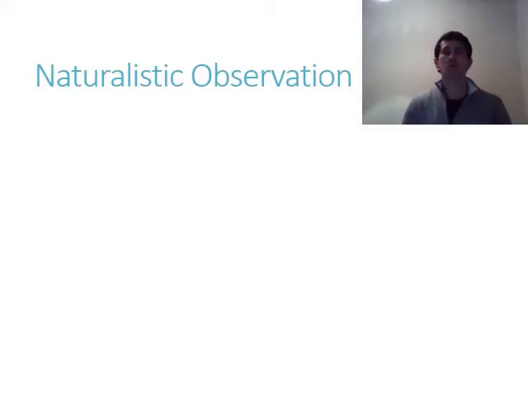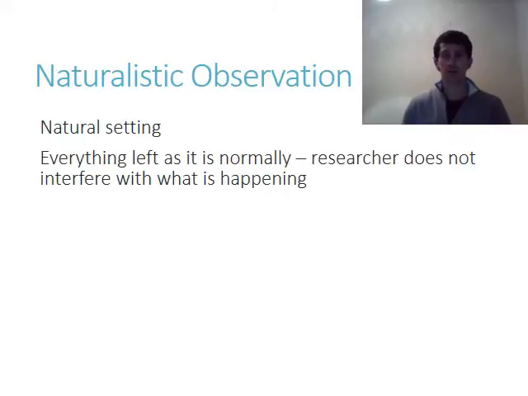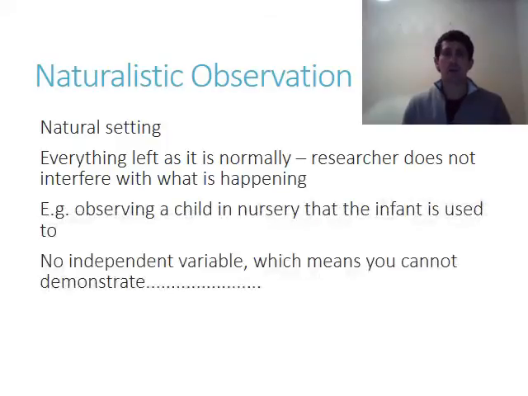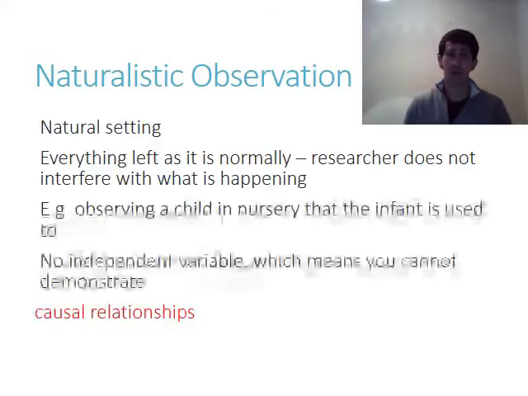We also have what are known as naturalistic observations. And these are observations that occur in a natural setting, where everything is left absolutely normal and the researcher does not interfere with anything that's happening. So it might be observing a child in nursery who goes there all the time. It's completely natural, it's completely normal for that child in that particular environment. However, there is no independent variable here, which means we're not able to establish any cause and effect. Okay, we're not allowed to establish a causal relationship between what we're observing and what's actually happening. So what we're doing is watching something in its natural environment.